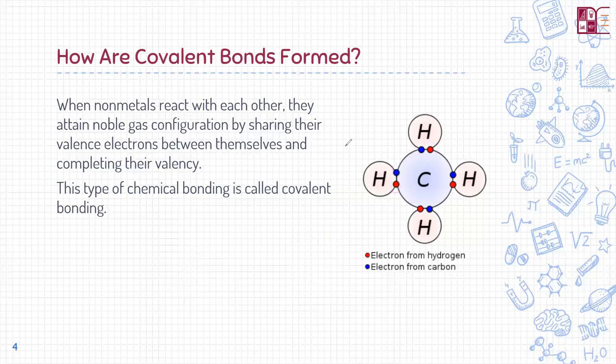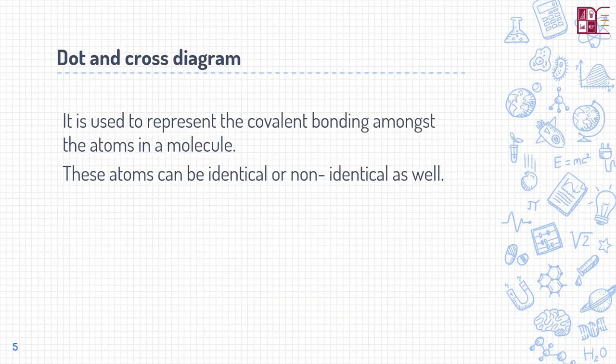You don't need to worry about learning which atom is in which group, because you always get the periodic table in the exams as well. So you don't need to worry about that. Okay, so coming to the dot and cross diagrams.